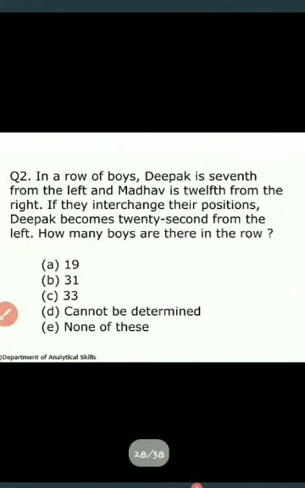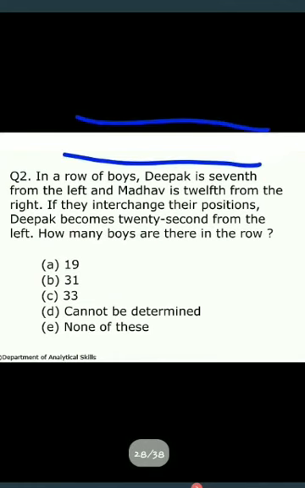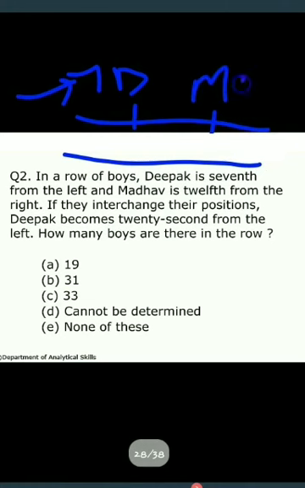Next. Now see, in number ranking, in this video I will discuss all the different types of questions we have in ranking. So the second question is, in a row of boys Deepak is 7th from the left and Madhav is 12th from the right. If they interchange their positions, Deepak becomes 22nd from the left, then how many boys are there in the row? So firstly try to understand the statement. Here we have two boys, Deepak and Madhav. Now it is given Deepak is 7th from the left side. Similarly Madhav is 12th from the right side.